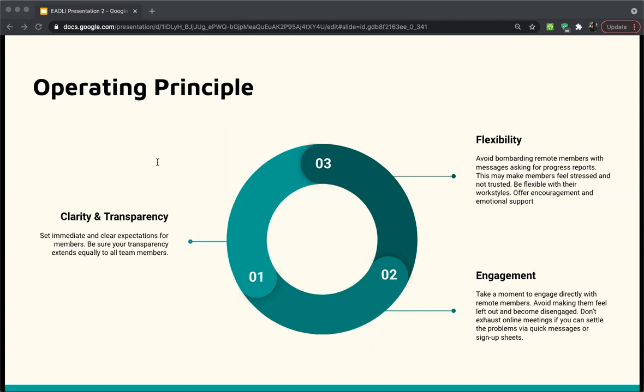And thirdly, you should always provide flexibility for your staff members. Don't forget to check in with your staff if they have personal difficulties. Command and control is not the only way for office management. Always remember that.